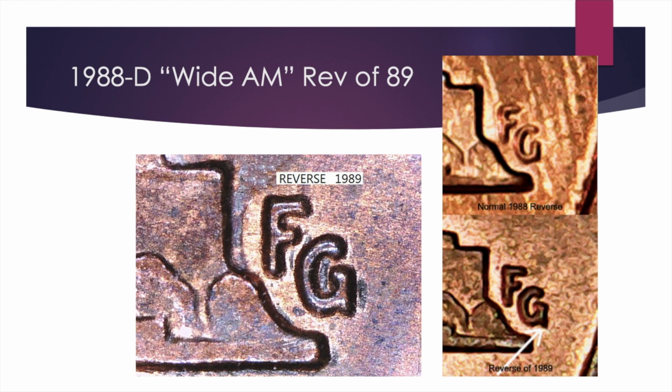As we move on to the 1988D wide AM, same deal. It's really just the reverse of 89. Probably shouldn't be called the wide AM, but as you can see, here's the no bar, and then here's with the bar, and that's one that you're going to be looking for. The values are similar but slightly less: $35 in AU50, $150 in Mint State 63, and $375 in Mint State 65. So you're still working with some value to the point where it's really worth looking for.